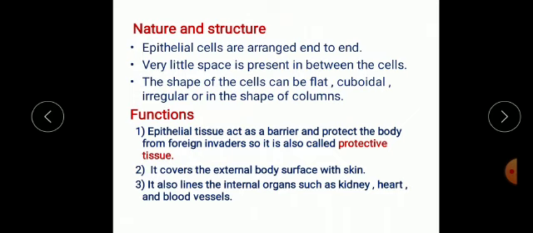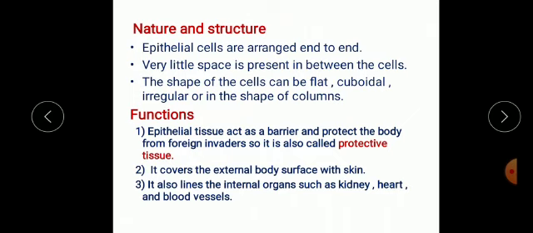Let us discuss nature and structure of epithelial tissue. Epithelial cells in epithelial tissue are arranged end to end. Very little space is present in between the cells. The shape of the cells can be flat, cuboidal, irregular, or in the shape of columns.